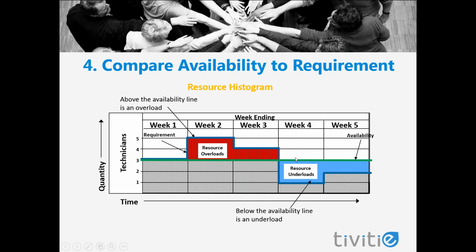Resource underloads are where we have more availability than we have requirement. So that's a problem also because, for example, in week 4, we have 3 technicians that are assigned to our project, but we only have enough work for one of them. So we have 2 technicians that don't have anything to do and we're wasting money. So we want to really try to look at and resolve both of these.